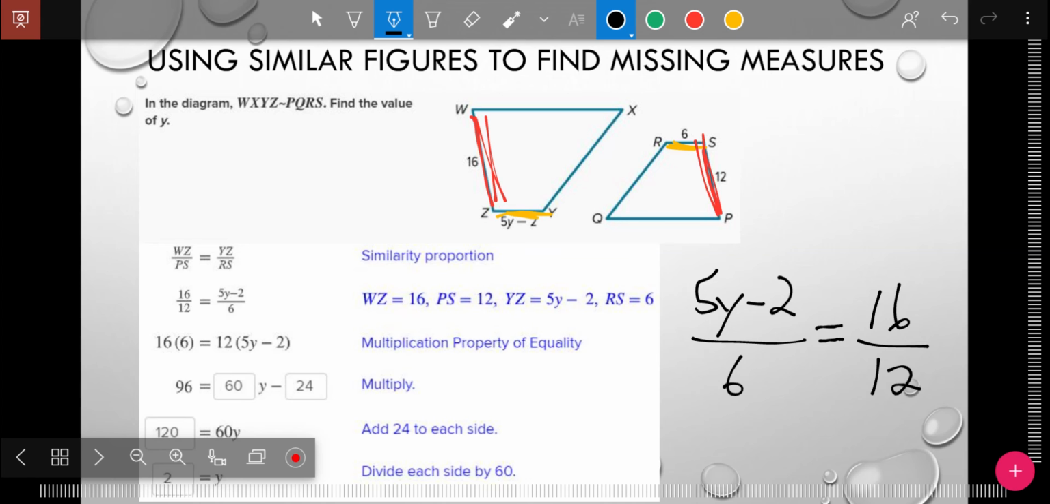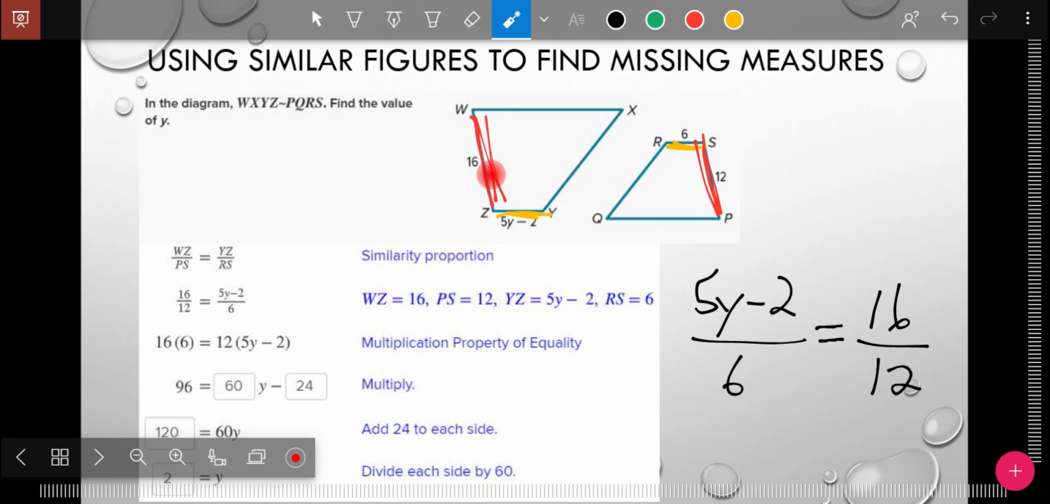Now we're going to use similar figures to find measures. Just looking at this here, they had the Y. Where was the Y? The Y was down here on YZ. I highlighted it in yellow, and then I highlighted RS in yellow. YZ is the last two letters, RS is the last two letters, and so I would put those two together.